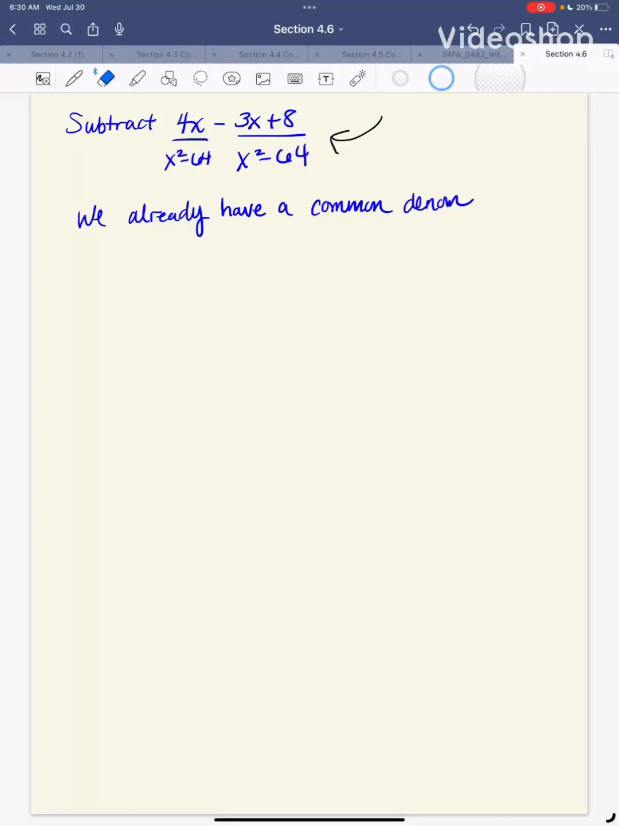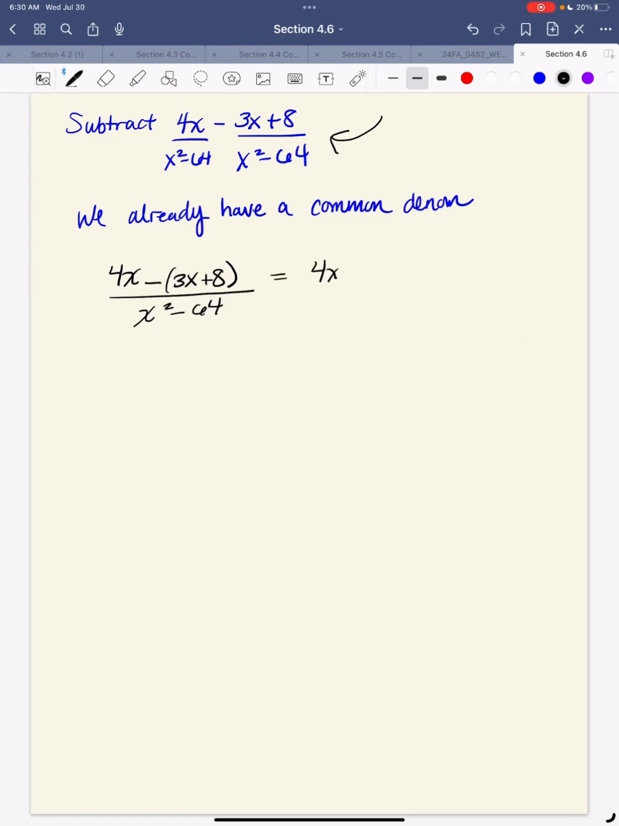We're subtracting rational functions, and in this example, we have a common denominator. So with that common denominator, I can go ahead and write this single denominator of x squared minus 64 here, and in my numerator, I can perform the subtraction. But it's important that I put the parentheses around all of 3x plus 8 because I'm subtracting all of that. This is going to give me 4x minus 3x minus 8.